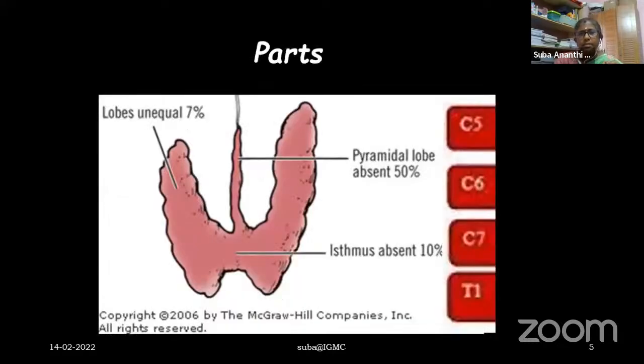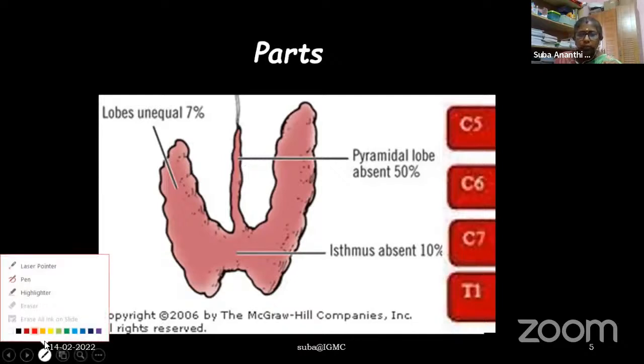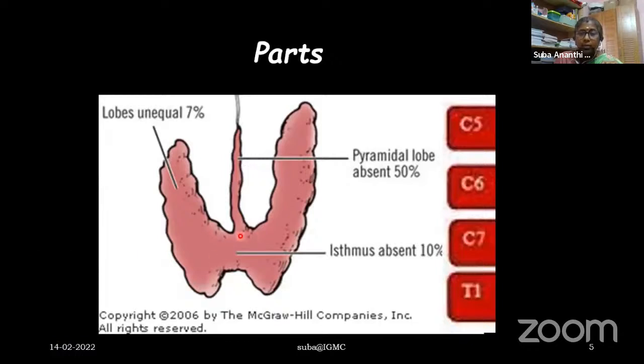Moving on to parts, we have two lateral lobes, and these two lateral lobes are connected by an isthmus. This isthmus will be present below the cricoid cartilage. It lies against the second, third, and fourth tracheal rings. So we have two lateral lobes connected by isthmus. And in 50% of individuals, we have another lobe called the pyramidal lobe, which extends from the isthmus, usually on the left side of the isthmus, and it can be connected to the hyoid bone.